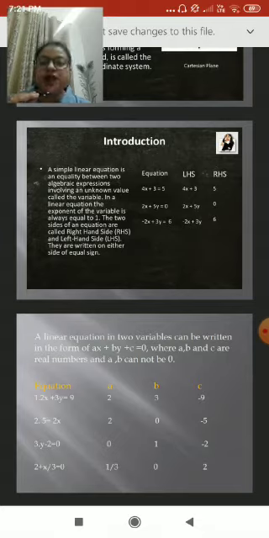Again, 2x plus 5y is equal to 0 is an equation. 2x plus 5y is on the left hand side and 0 is on the right hand side, and so on. So this is how we represent an equation, and this is how the equation is divided into left hand side and right hand side. I think this is clear from this slide. What do you understand by the right hand side and the left hand side of an equation?